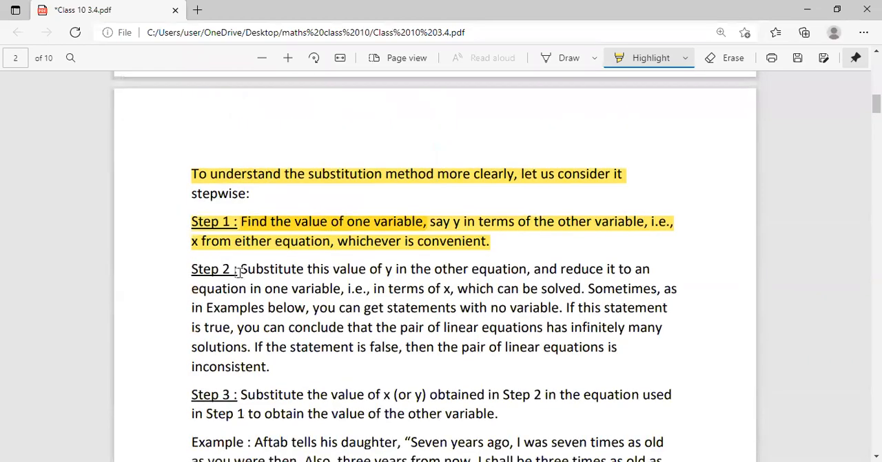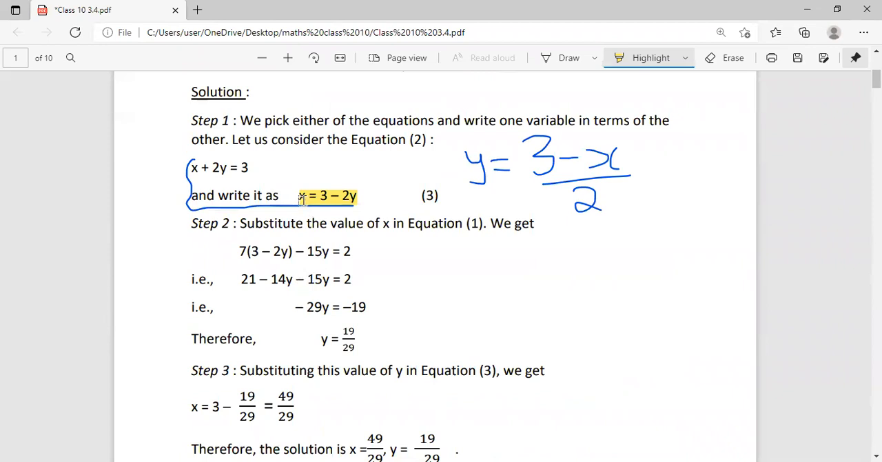Now we will go to our step two. Now we have to substitute this value of y or x in the other equation and reduce it to an equation in one variable, which can be solved. Which means, as we had written here, x equal to 3 minus 2y. Fine. Then what we are doing? Then we are substituting.